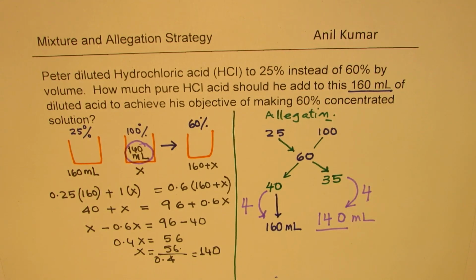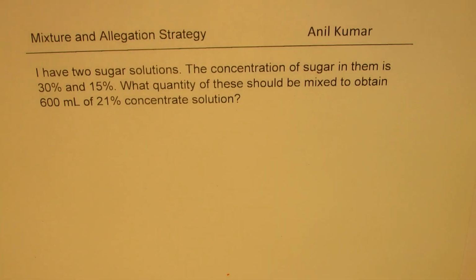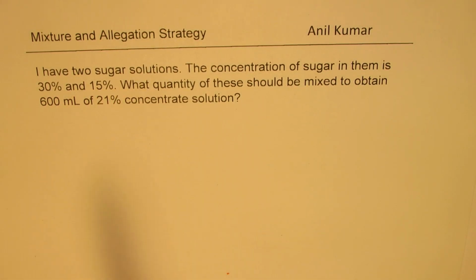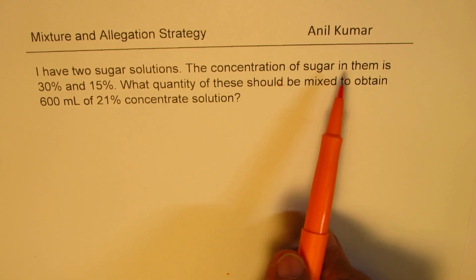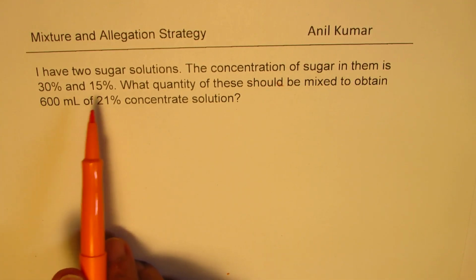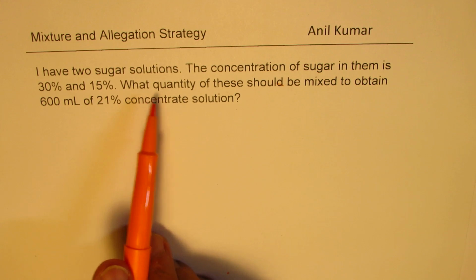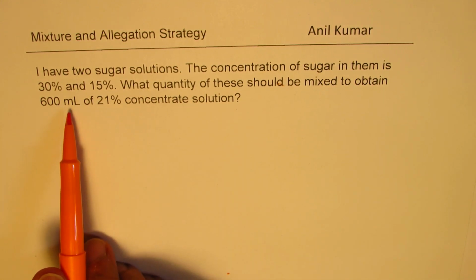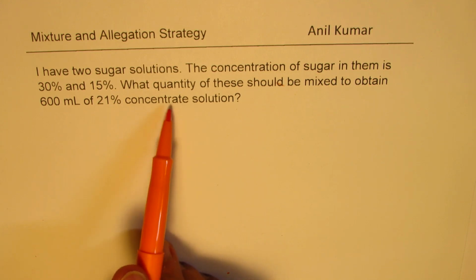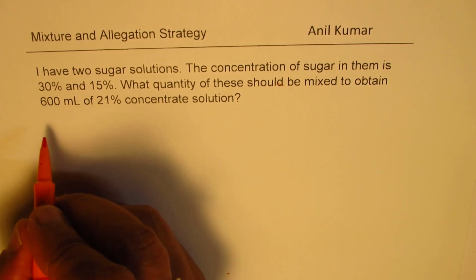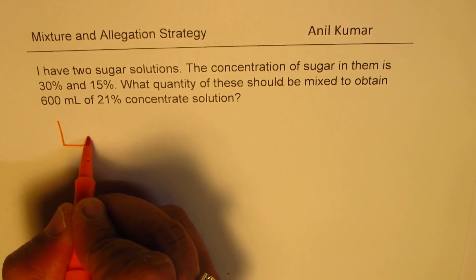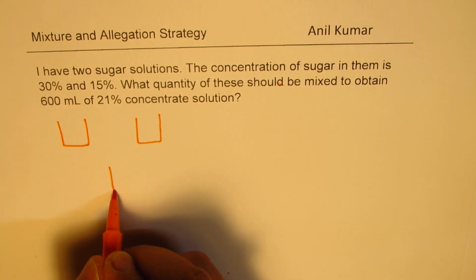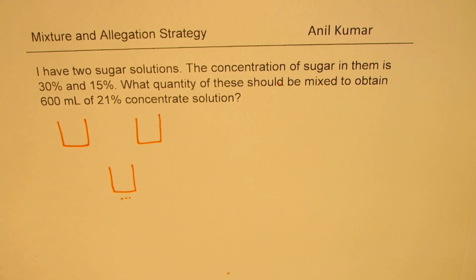Now let me take one more example. The question here is, I have two sugar solutions. The concentration of sugar in them is 30% and 15%. What quantity of these should be mixed to obtain 600 milliliters of 21% concentrate solution? So this time we have these two solutions. Once again, I'll draw a similar picture. We want the third thing, but we know the mass of the third thing.